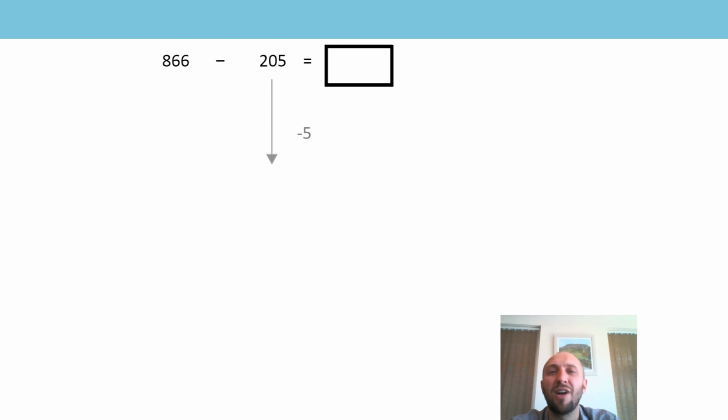And yes, you can see that quite easily the subtrahend 205 could be changed to be 200 by subtracting 5. So, because I've done that, I need to make sure that I do the same to the minuend in order to keep the difference the same. Subtract 5 gives me my new calculation. And taking away 200 from 861 is again a nice simple mental calculation to give me my answer of 661 that I know is the same difference as the original calculation.